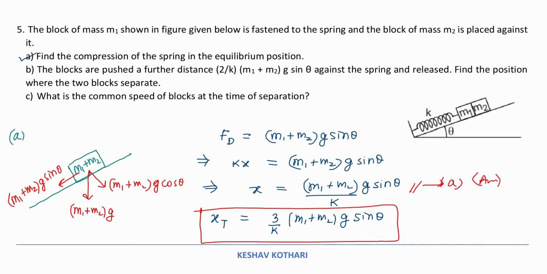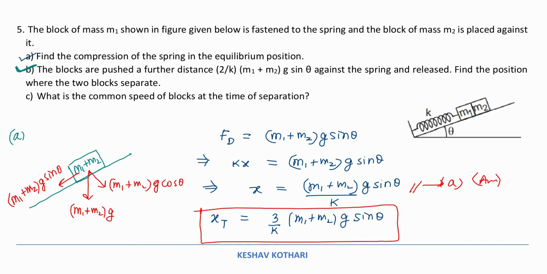Now the total compression which is generated is 3 by k (m1 plus m2) g sin theta. So if the spring comes back by this distance, that is, to its natural length, then the two blocks will separate. So the two blocks will separate when they come back to the natural length. So for the B part, the answer is the natural length.